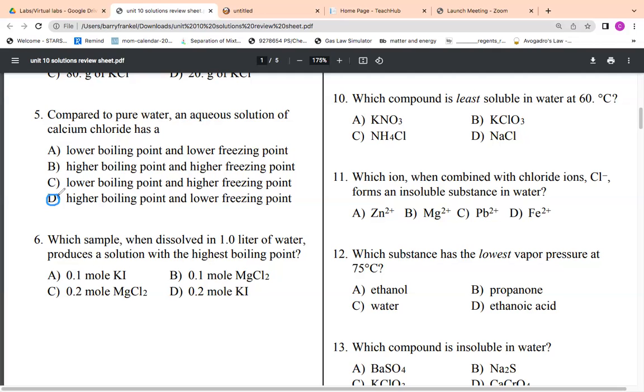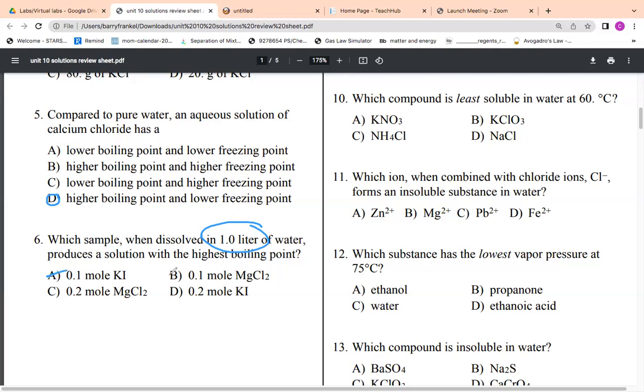Question 6, which sample when dissolved in 1 liter of water produces a solution with the highest boiling point? This is also something that we were doing today. Again, the more concentrated it is, the more ions it is going to give off into solution. So the more concentrated, the more effect it's going to have on boiling point, the higher it will make the boiling point, and the lower it will make the freezing point. So we do want something that's going to make the highest concentration. We're given 1 liter of water. 0.1 moles would give you 0.1 molar, and 0.2 moles in a liter of water would give you 0.2 molar.